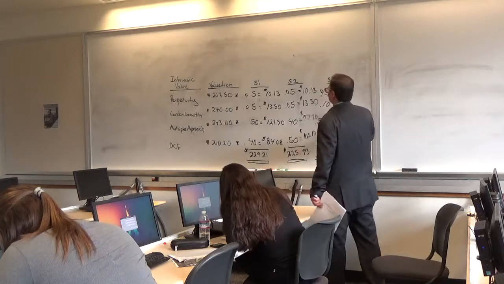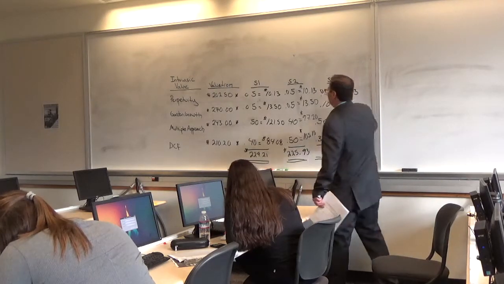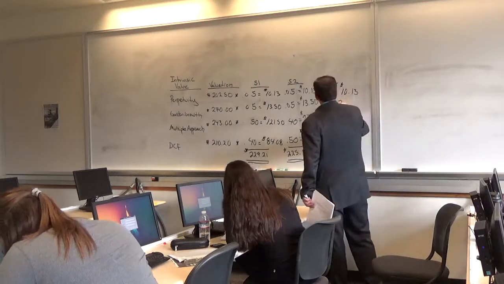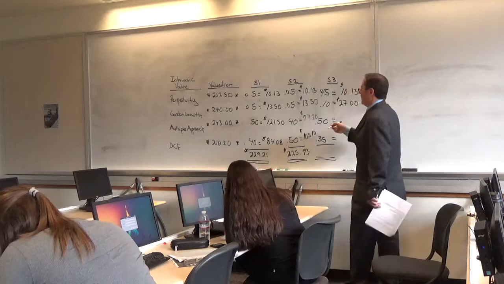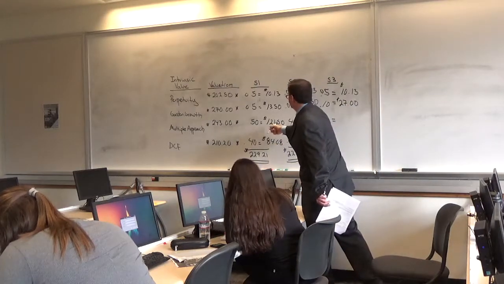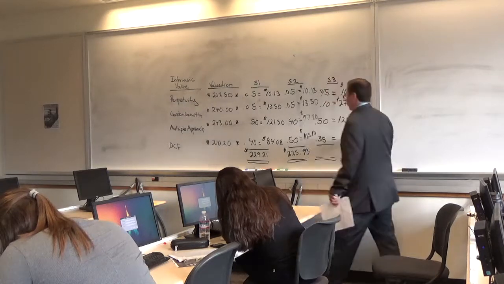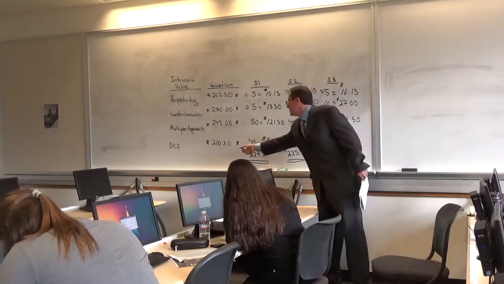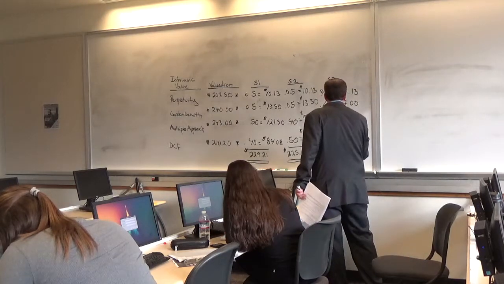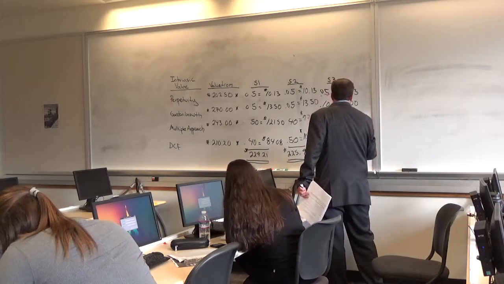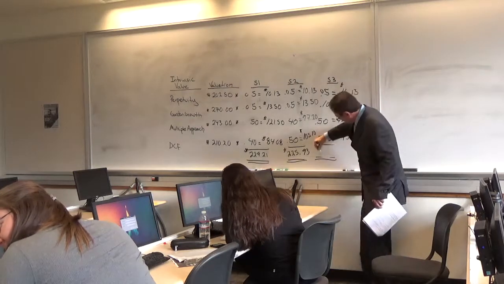You already know what the first one is, right? 10.13. And 27. Got it. And then we already know this one, right? 21.0. And then 210.20 times 0.35. 73.57. So if we add all these up, we get what?